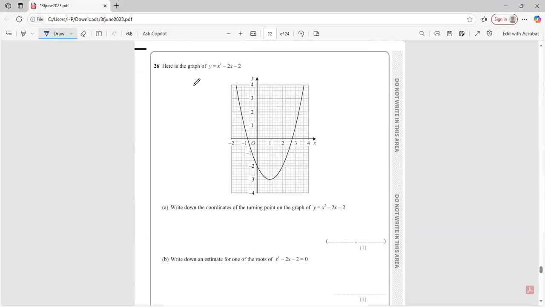Quadratic equation. So they told us that this is the graph of y equals x squared minus 2x minus 2. Nice looking graph. What does it say? Write down the coordinates of the turning point on the graph. So the turning point is simply where the graph turns, and there's no other turning point than this. First I'm going to mark it so that it's easy to read, no need to put a circle.